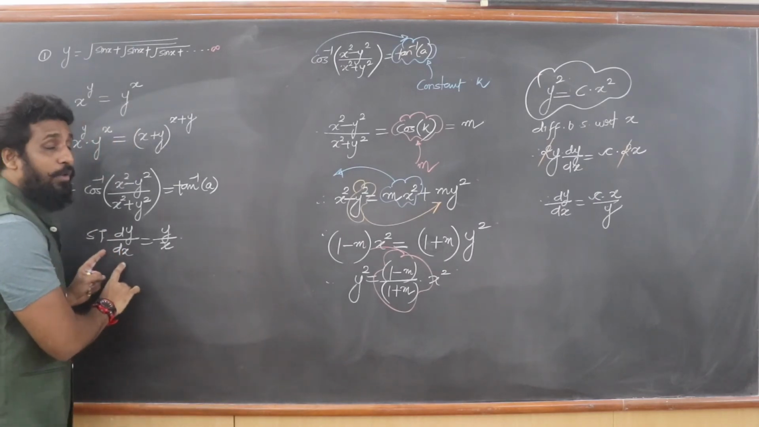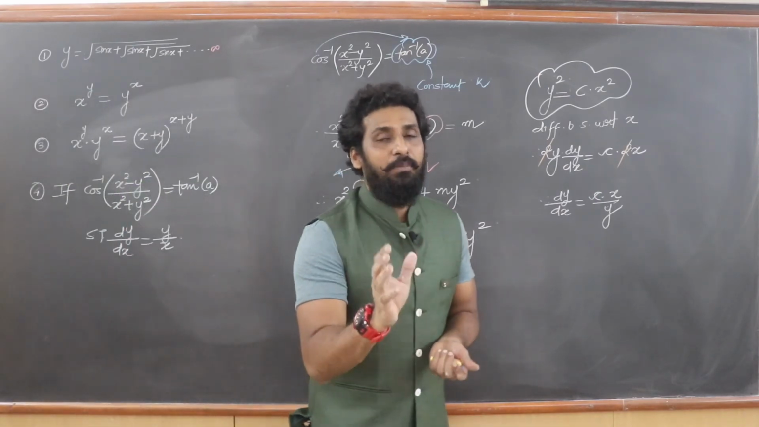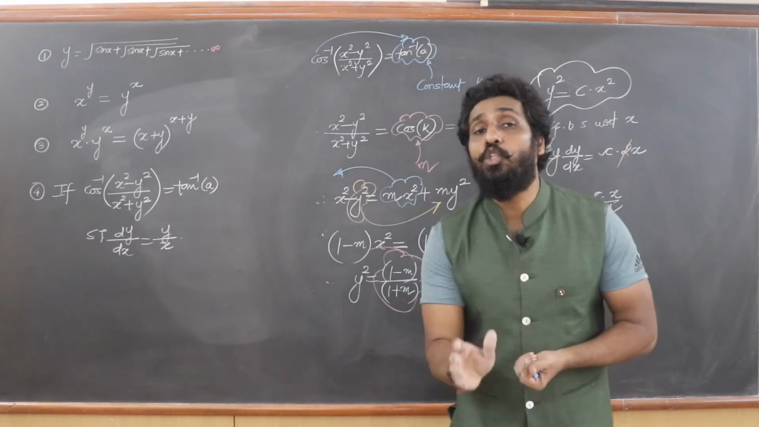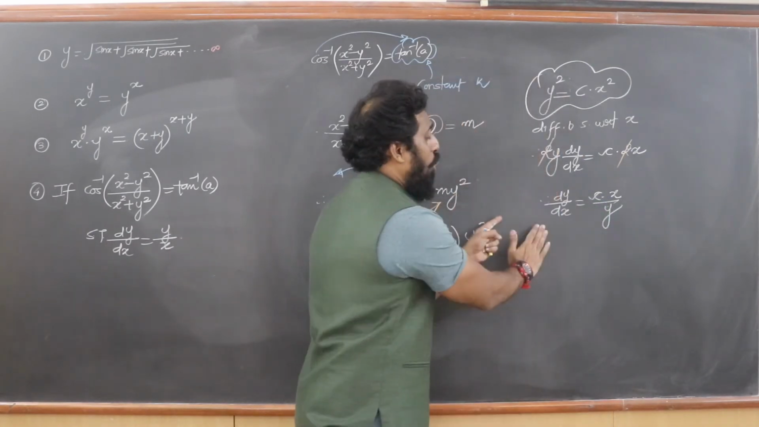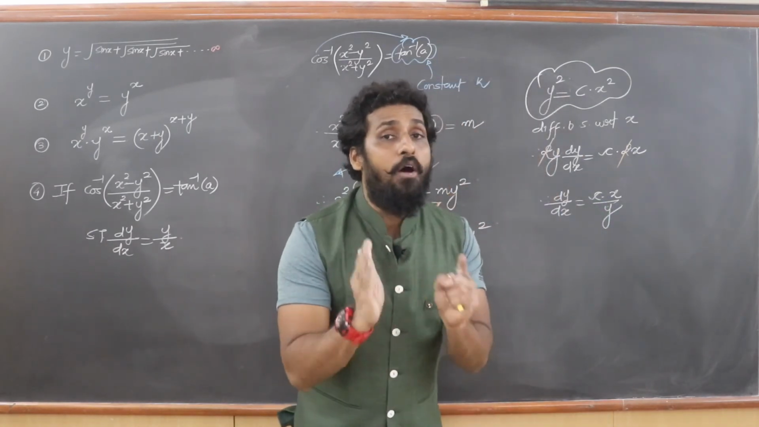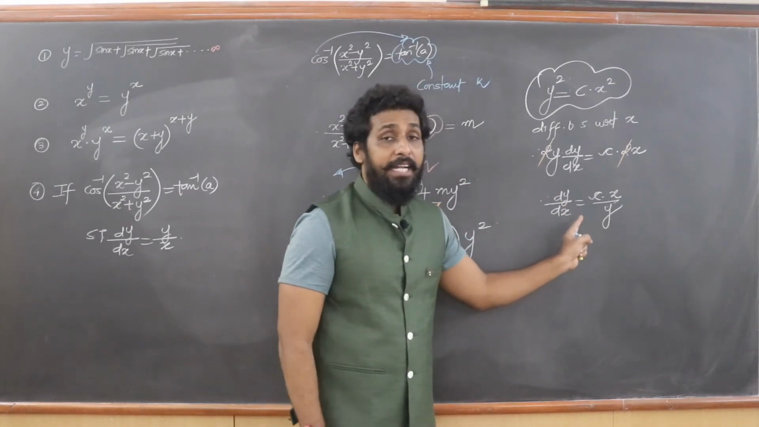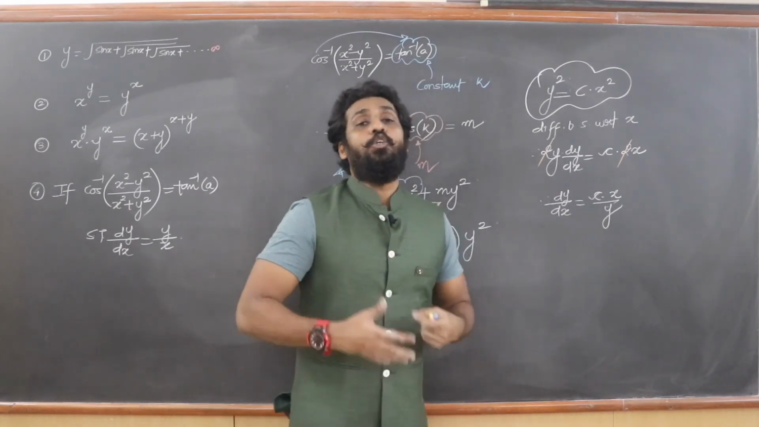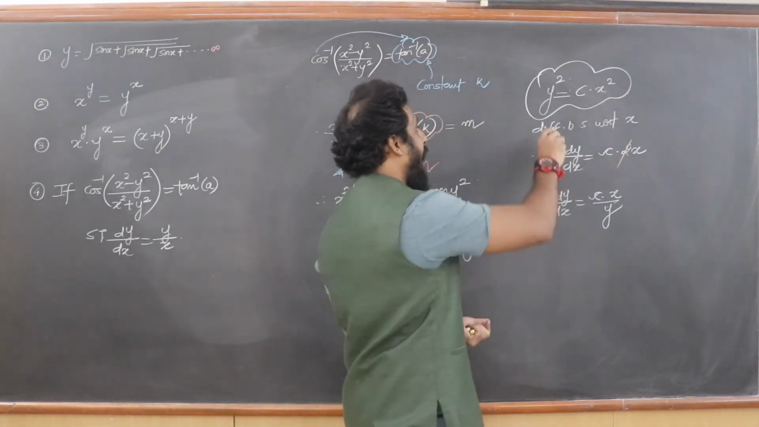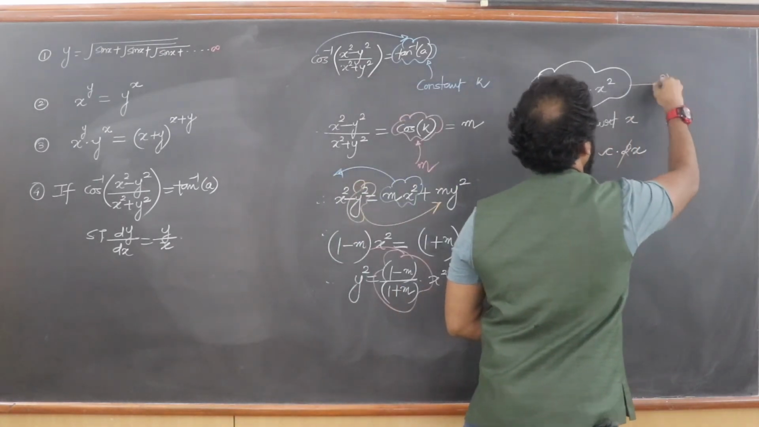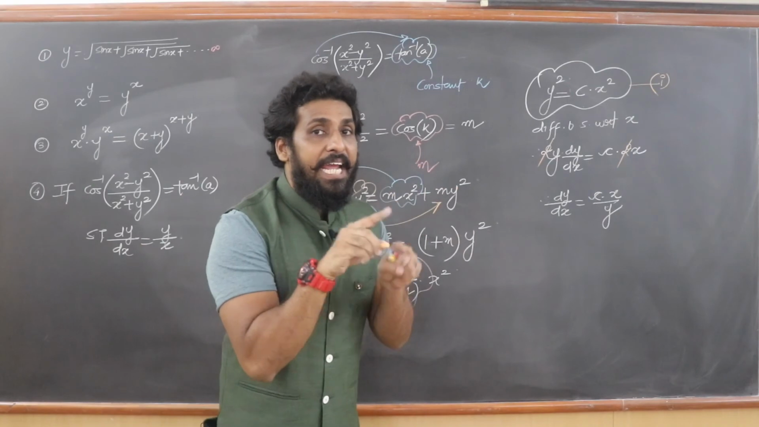He is expecting me to get dy by dx, and the answer should come y upon x. The answer of dy by dx should come y upon x. It has not come so far. So I have to do something, isn't it? So I go back to this equation. Let's call it equation 1. I'm going to rearrange equation 1.